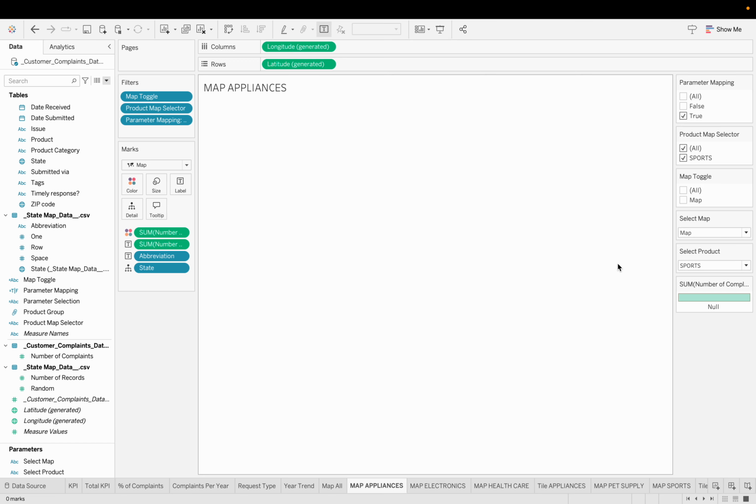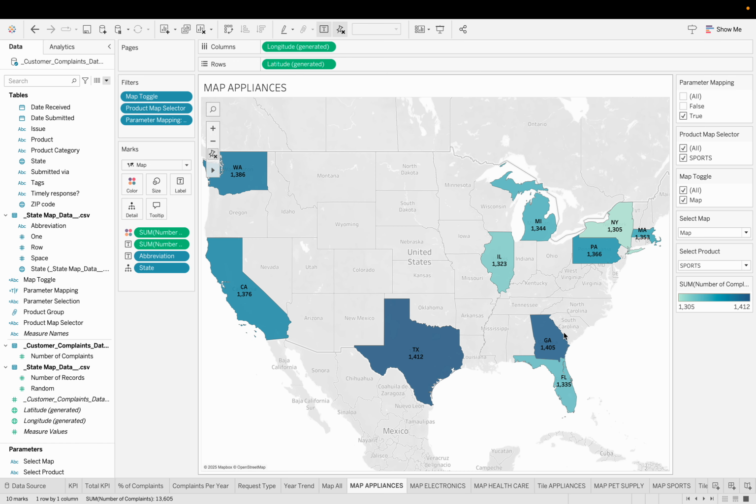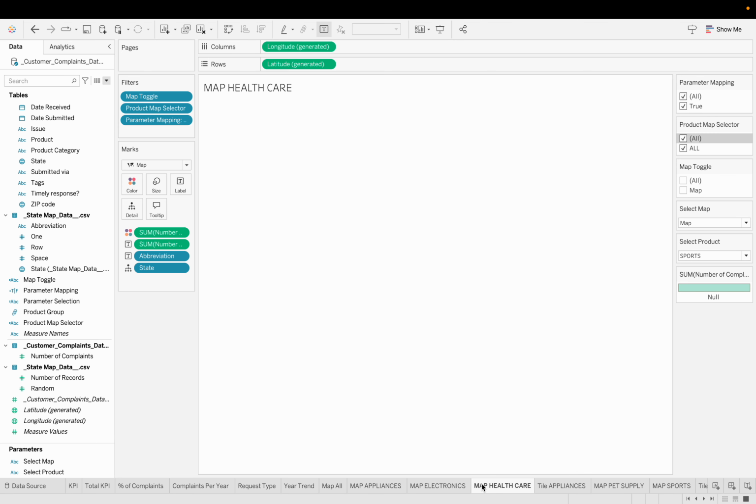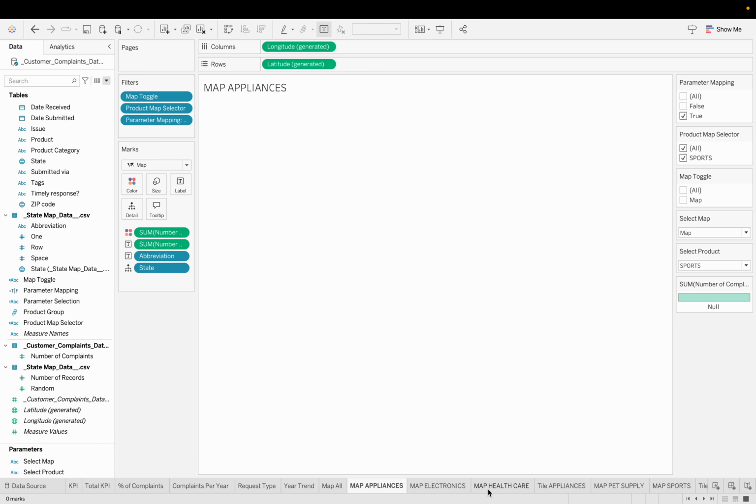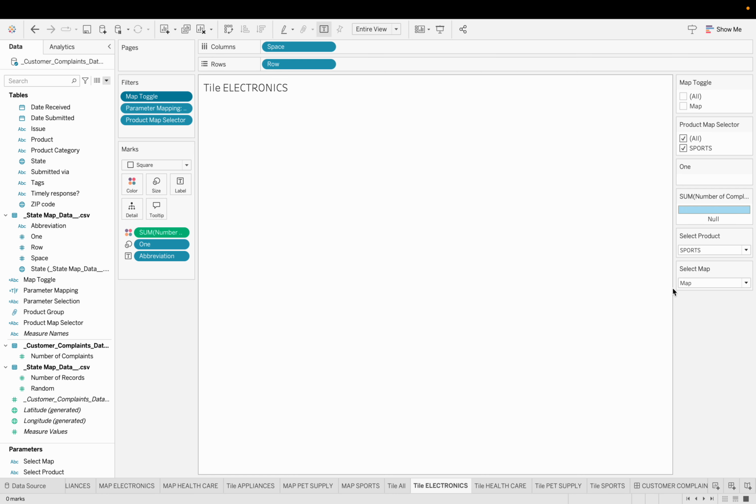The other ones have been the same. We just created different sheets to make sure we have that reflected on the dashboard, but it's the same thing that we did for all the other categories.